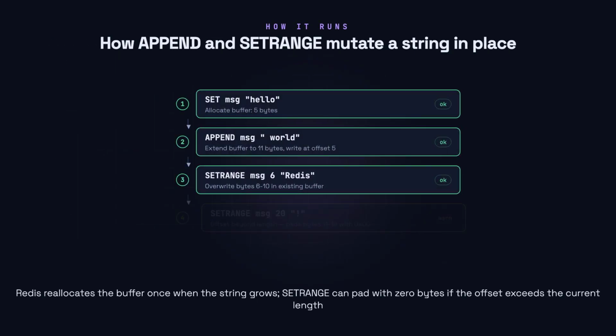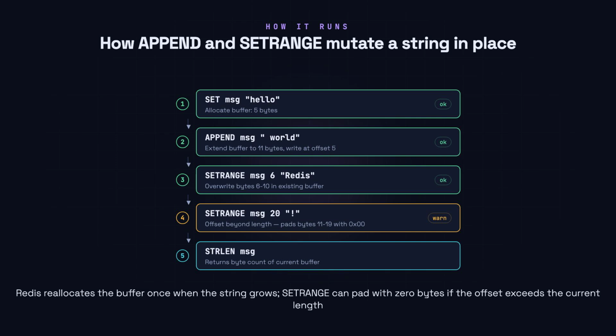Under the hood, APPEND and SETRANGE mutate the string's buffer directly on the server. Watch out for STRLEN with an offset past the current length. Redis fills the gap with 0 bytes, which can silently bloat your value.